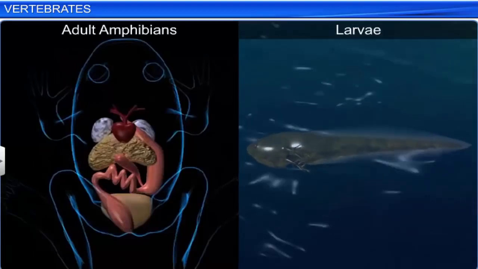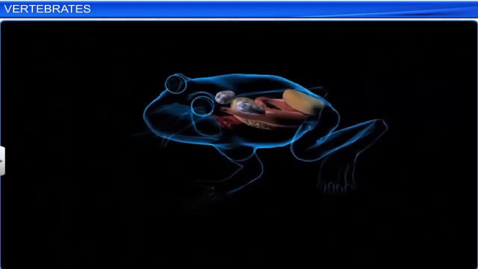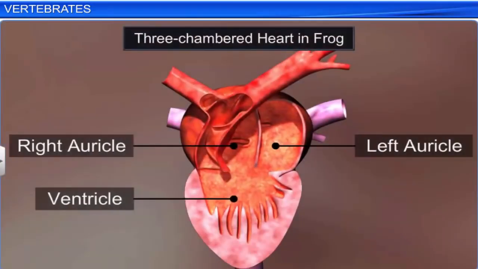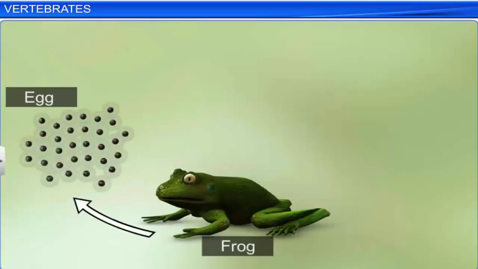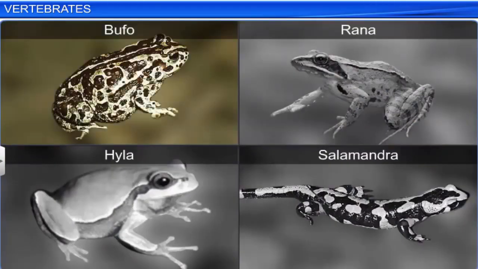Adult amphibians breathe through lungs and skin, while the larvae breathe through their external gills. These animals are cold-blooded with a 3-chambered heart. In amphibians, the sexes are separate and fertilization is external. They are oviparous and exhibit direct or indirect development. Bufo, rana, hyla, and salamandra are common examples of this class.